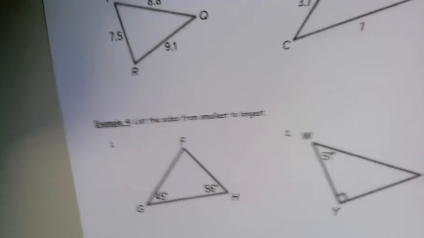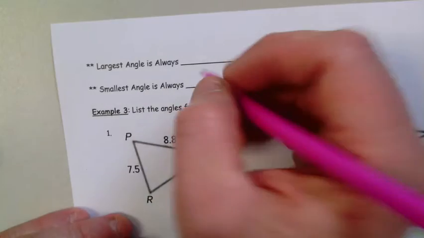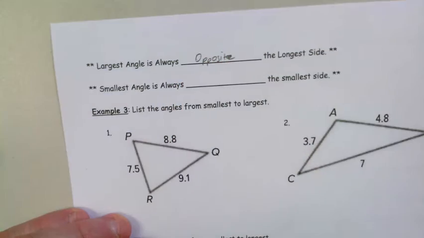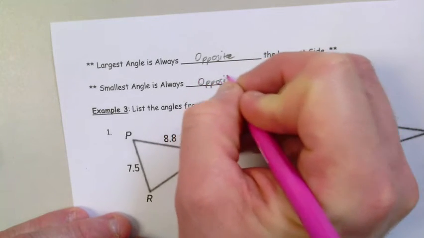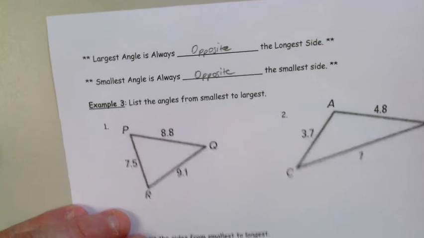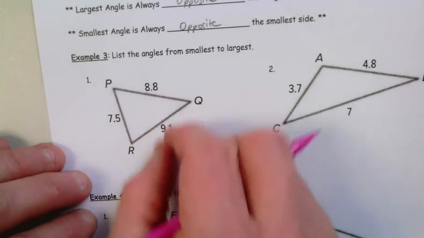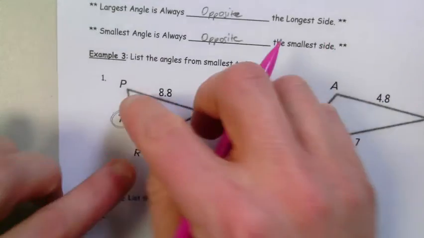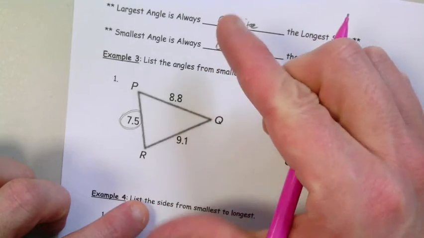Now, the backside, as I said a moment ago, is super simple. And here's what it is, if I can get this lined up right. The largest angle is always opposite the longest side, and the smallest angle is always opposite the smallest side. And what I mean by that is this. If you can imagine, so this is the smallest side. If I was to make this side longer, what would that do to this angle? It would open it up even more.